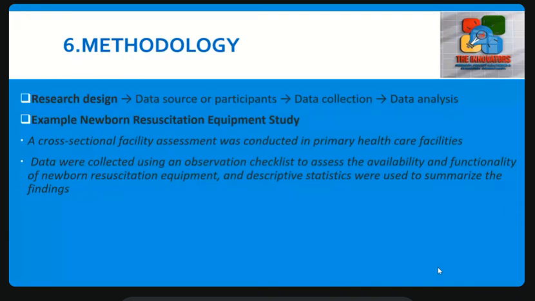And now, when writing a study design, we should focus on the data source or the study participants, the data collection, and data analysis. Take an example of a good research methodology. A cross-sectional facility assessment was conducted in primary healthcare facilities, where data were collected using an observation checklist to assess availability and functionality of newborn resuscitation equipment, and descriptive statistics were used to summarize the findings. So this is an example of a good and brief writing of the methodology section of an abstract for a scientific publication.